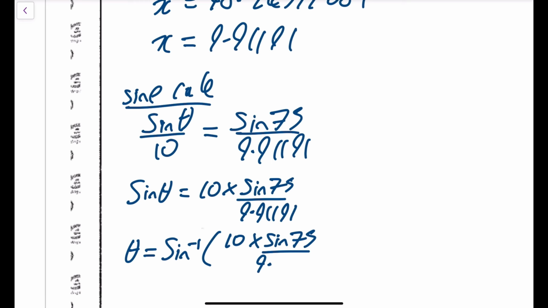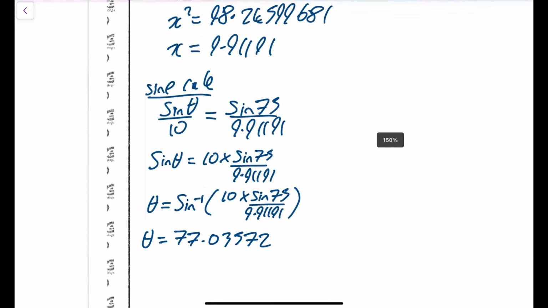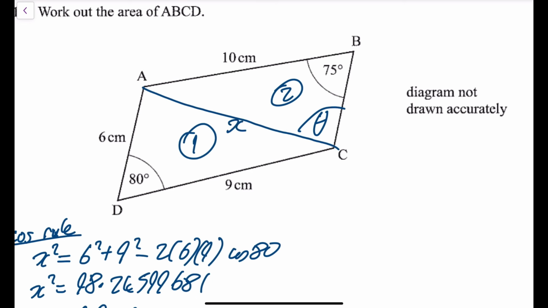When I did that, I got theta equal to 77.03572. Okay, now let's go back to our triangle. Get rid of these yellow markings so that we can see what's going on. I know this side here, x. We worked that out in our first bit. So I've got a side, I have another side, and I want to find this included angle in here as well, so I'm going to call it alpha.